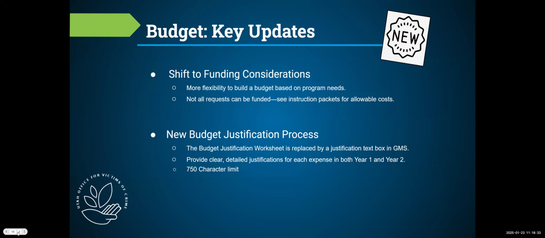Now that we've covered the budget basics, let's look at some important updates and new changes that you need to be aware of as you begin working with your budget. There are 2 main updates I would like to highlight. First, we have shifted from providing specific funding category priorities and budget restrictions to what we now call funding considerations. This change allows you more flexibility in building your budget, as you are the expert on what your program needs.